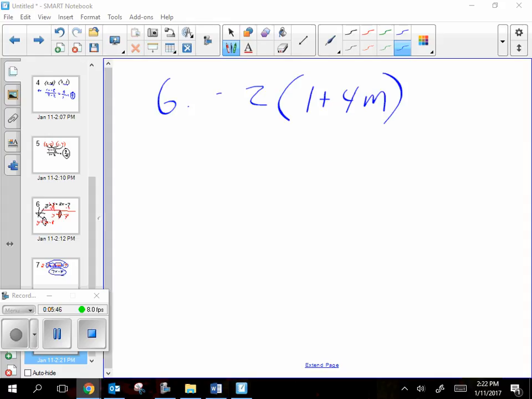Whenever I have something snugged right up against a parentheses, I know that that means I'm going to take this -2 and times it by both things that are in there. So you distribute it to both of them, like that.